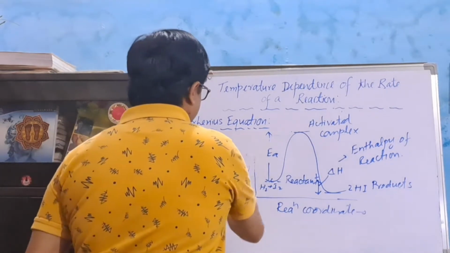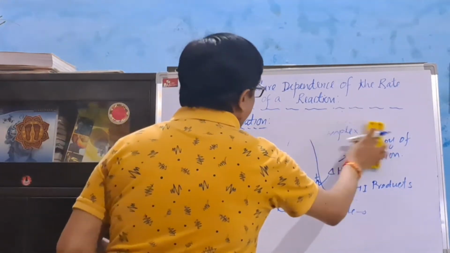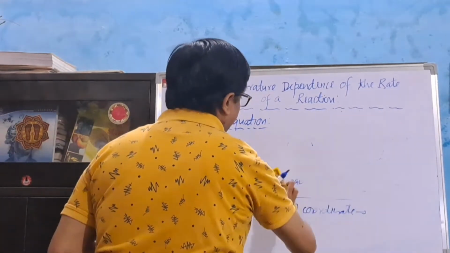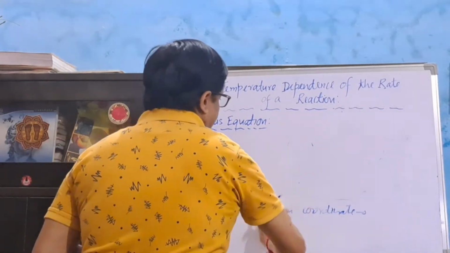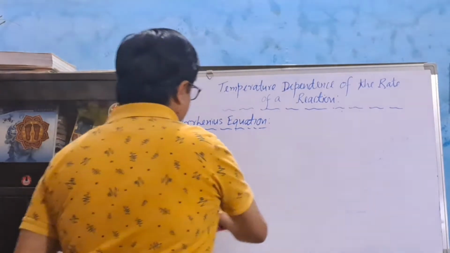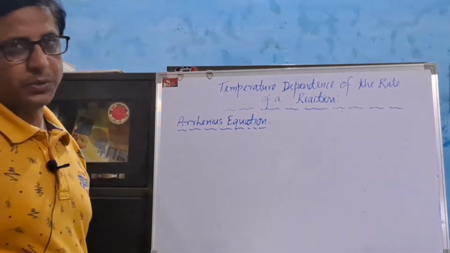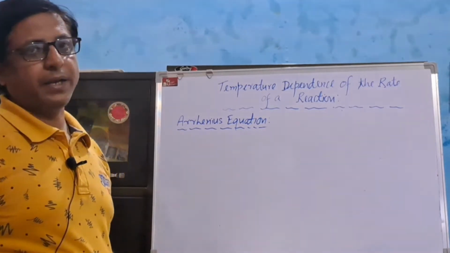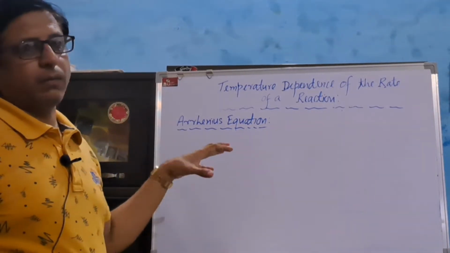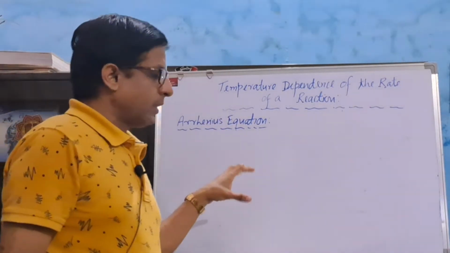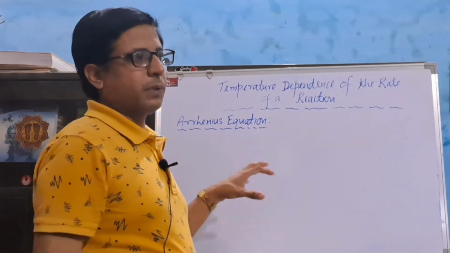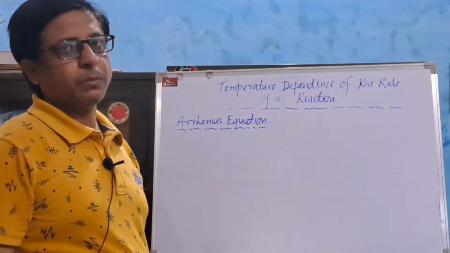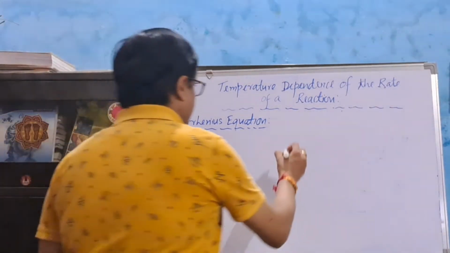Next, we shall discuss most probable kinetic energy. What is most probable kinetic energy? In a reaction mixture, there are a large number of molecules, so we cannot specify the kinetic energy of a single molecule. For this purpose, Maxwell and Boltzmann used statistics to define the most probable kinetic energy.